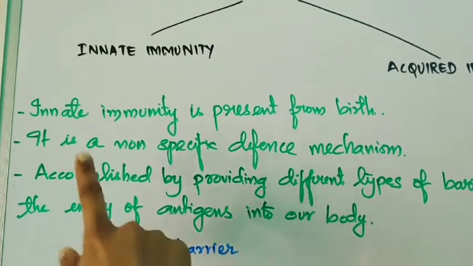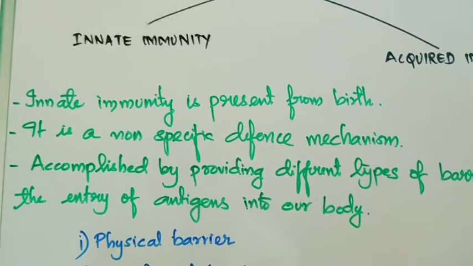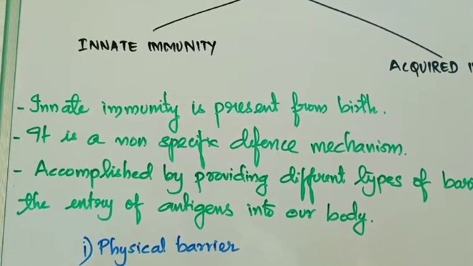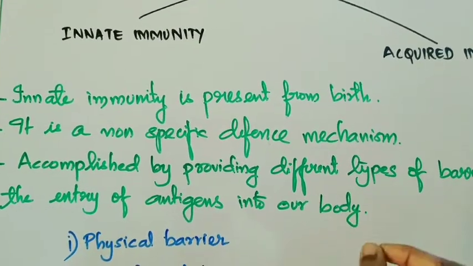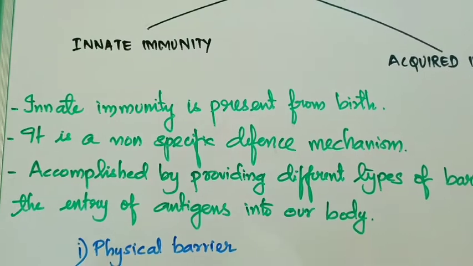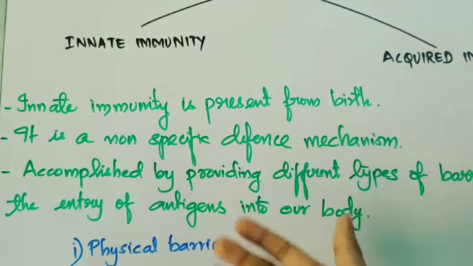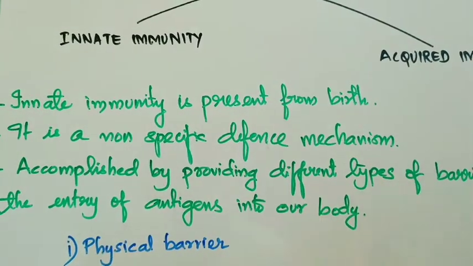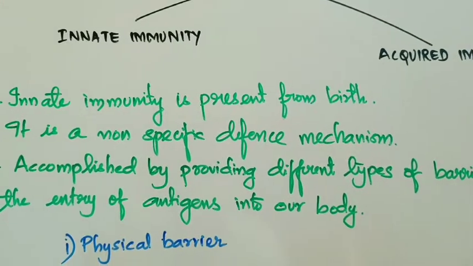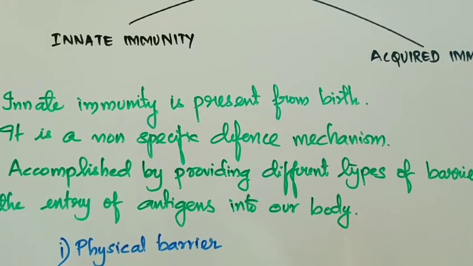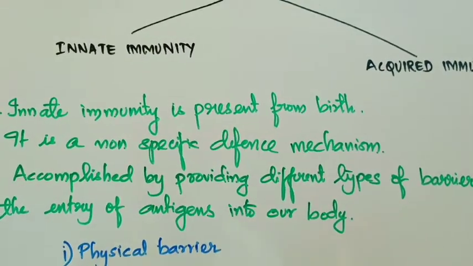As I said, innate immunity is present from birth, and it is a non-specific defense mechanism. Non-specific means it is not a defense mechanism specific to a particular disease or a particular pathogen. It is a very general defense mechanism. It is involved in blocking or resisting almost all kinds of pathogens or all kinds of antigens. Any foreign body trying to enter inside our body has to face the innate immunity.